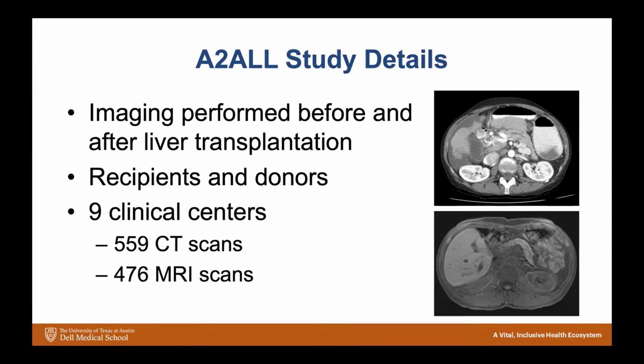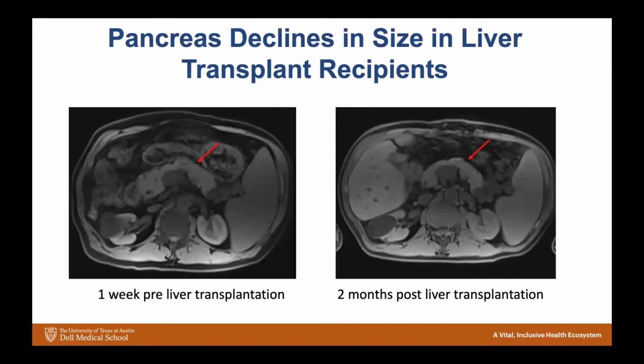And thanks to the NIDDK being really nice, good stewards of this data, they have it available to share and have a fair amount of data. So over 1,000 scans, about half MRI scans, about half CT scans, performed at 9 different clinical centers. Now we've started to look at these images, and one of the things that we've found is that the pancreas size tends to be different before and after transplantation in liver transplant recipients. So if we look at an individual who received a liver transplantation 1 week before he got his transplant, I've drawn a red arrow to the pancreas, and I'm going to outline it here as well.